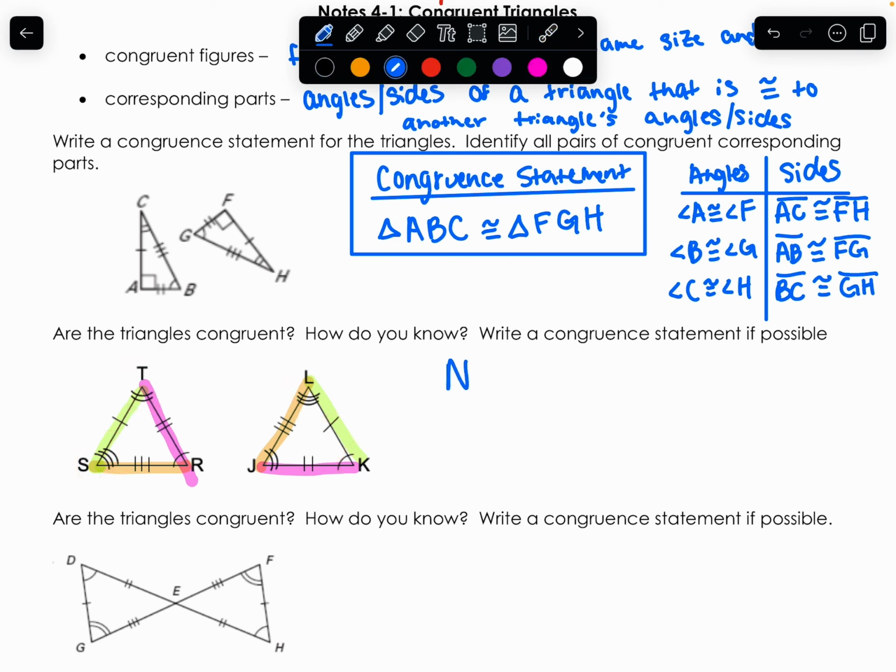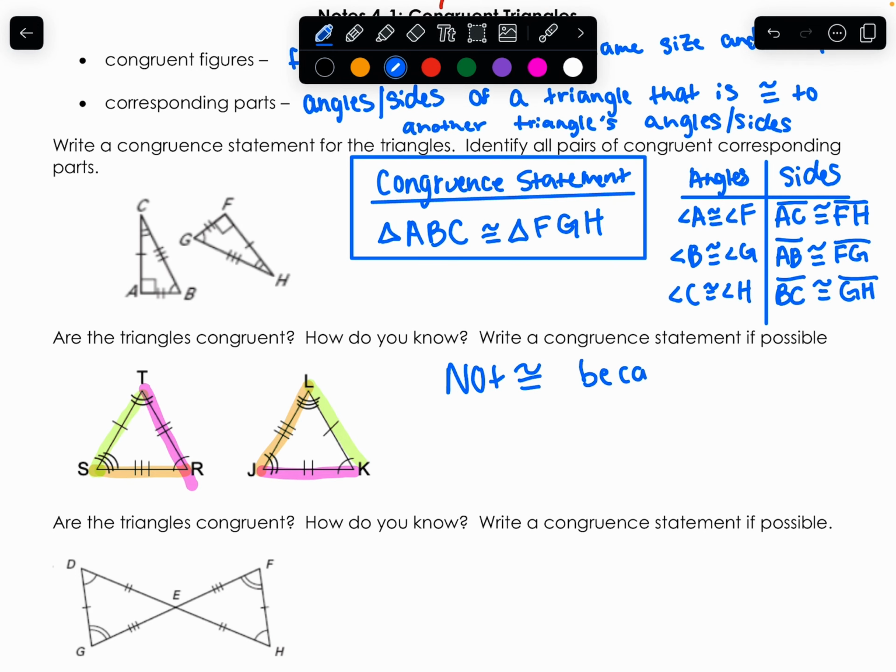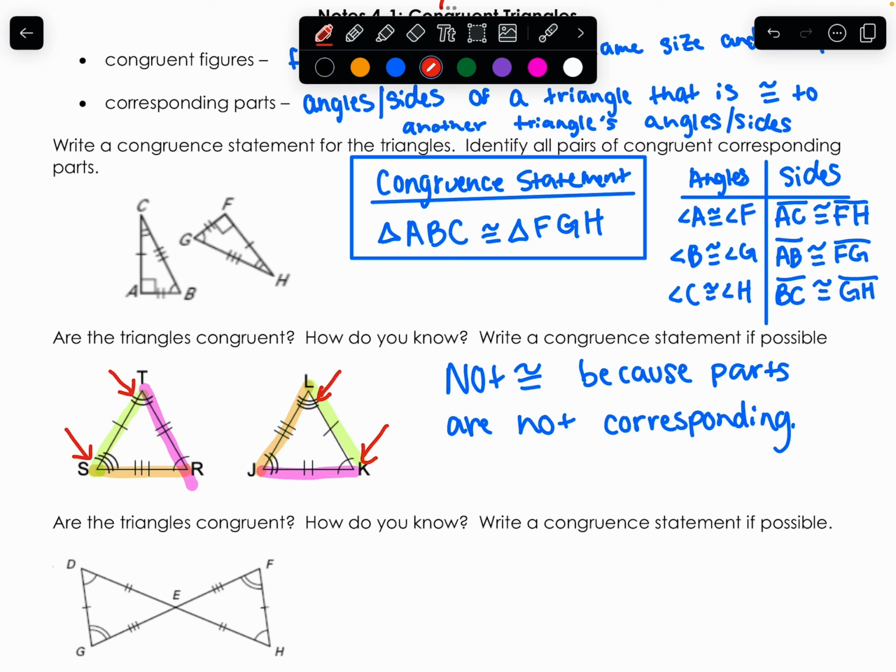So I will say not congruent because parts are not corresponding. And then you can point out the parts. And yeah, you can highlight that we know there's 1 tick mark, but angles aren't matching up.